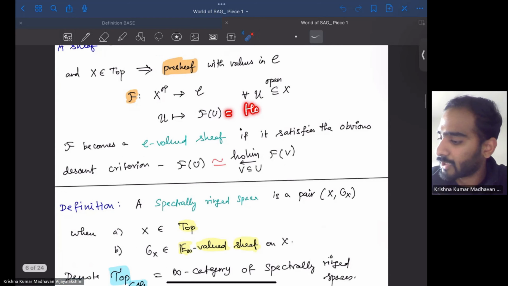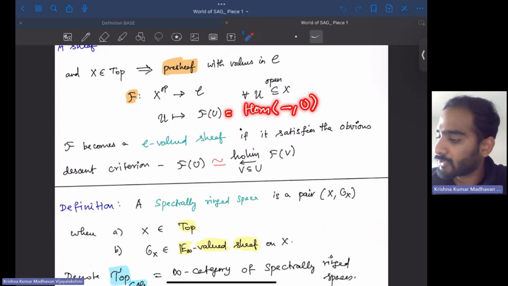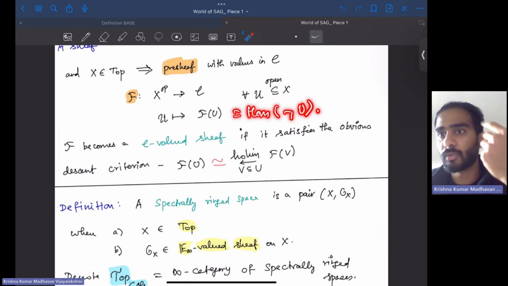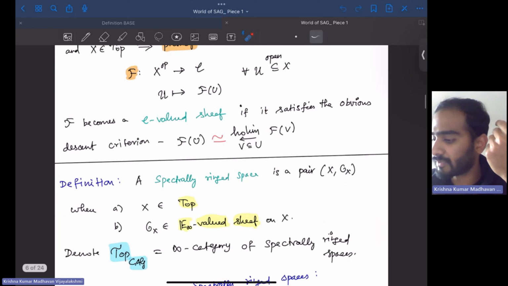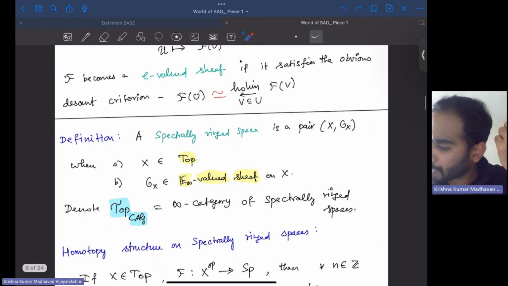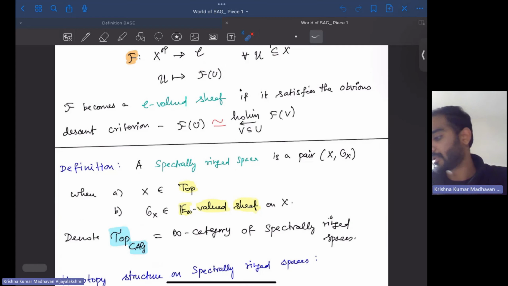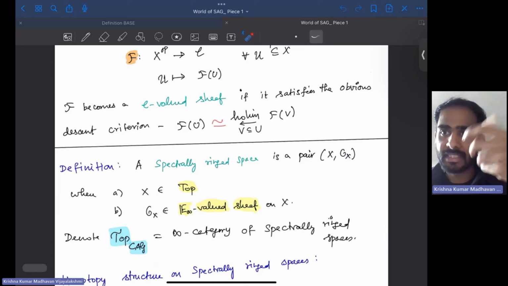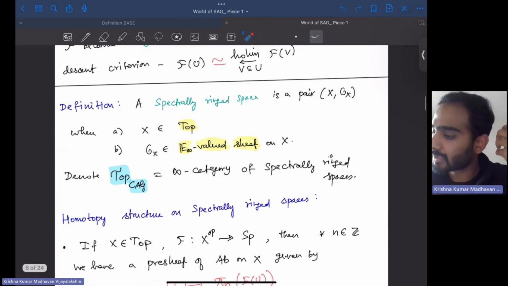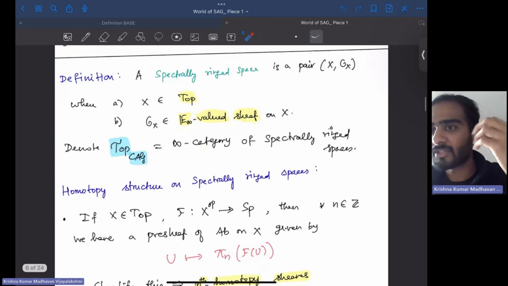So for example, it would be something like a Hom into that open set. It could be one of the examples of a pre-sheaf, right? And a pre-sheaf is a sheaf if it satisfies the obvious descent criteria. So if one could make a statement globally by just looking at how it behaves locally, then we say that a pre-sheaf becomes a sheaf. Right? And to define a spectral scheme, we have to know what a spectral ringed space is.